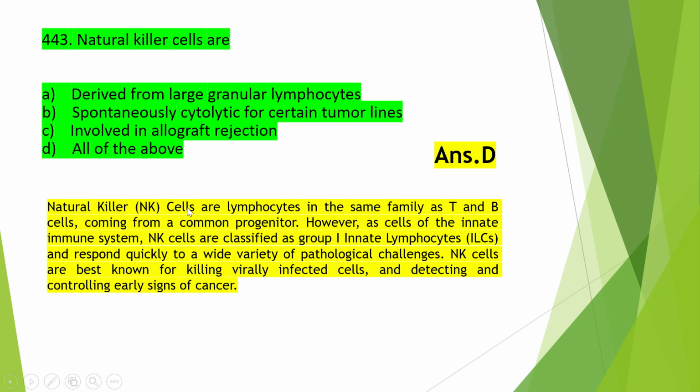So natural killer cells are lymphocytes in the same family as T and B cells, coming from a common progenitor. Okay, so from a common progenitor, T cell, B cell and natural killer cell come from them. However, as cells of the innate immune system, NK cells are classified as group 1 innate lymphocytes and respond quickly to a wide variety of pathological challenges. Natural killer cells are best known for killing virally infected cells and detecting and controlling early signs of cancers.